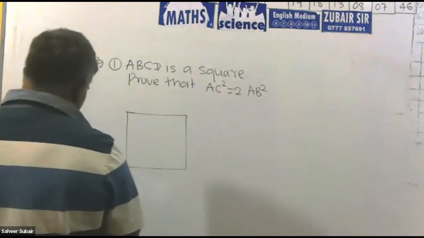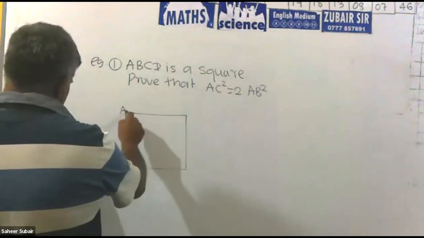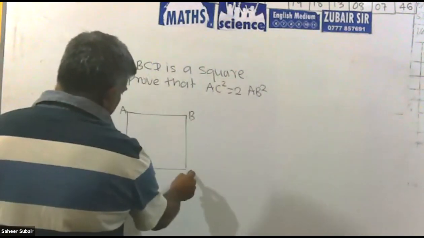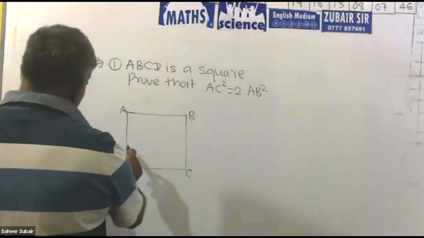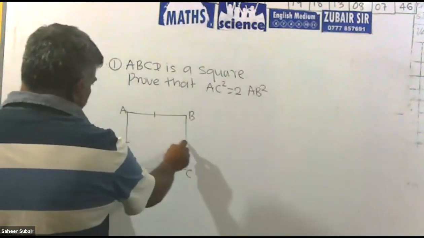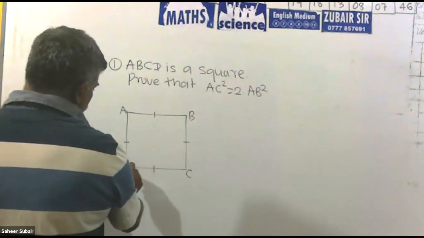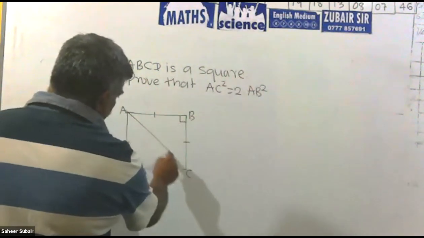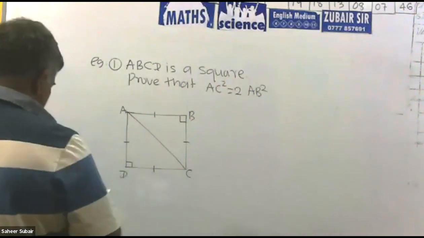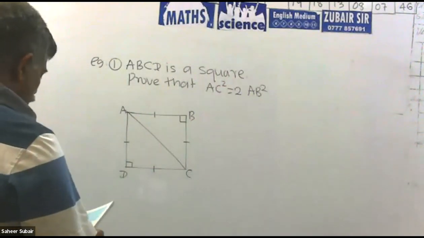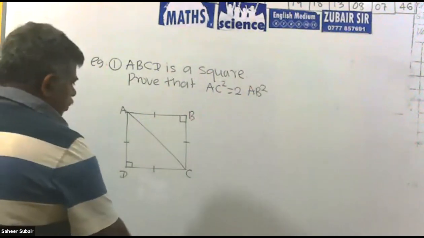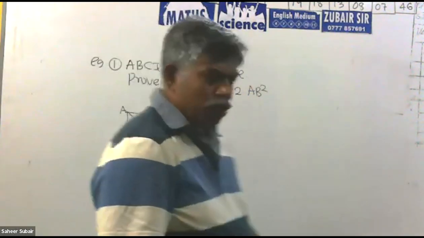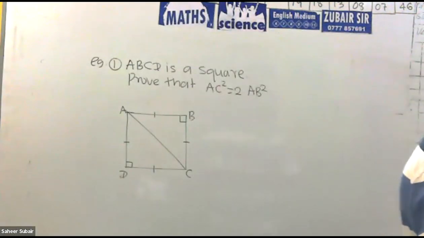One diagram is given like this. ABCD is a square. Square means all four sides are equal. All the angles are right angles. This is AC. Then AC squared equal to 2AB squared. That is the thing that you want to prove. So write the question.